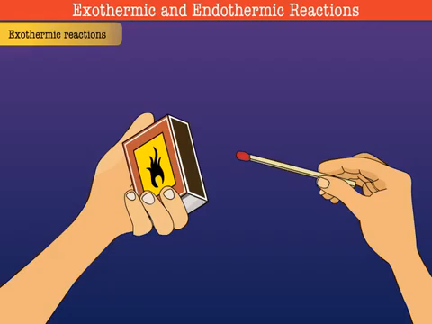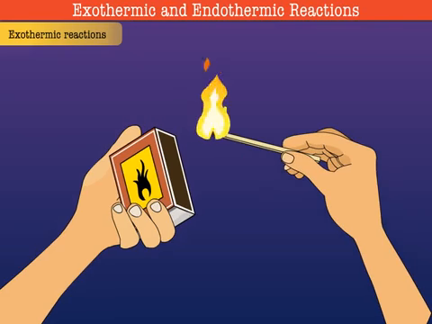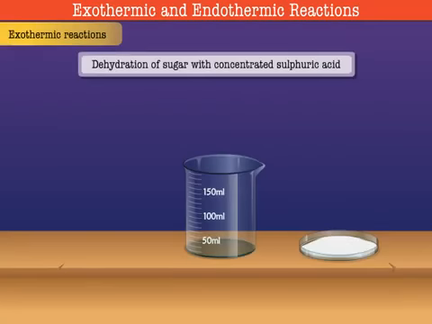Let us look at a few examples of exothermic reactions. Take a matchbox and strike the matchstick on its side. The matchstick burns, giving out a lot of heat. Let's watch this dramatic example of an exothermic reaction.